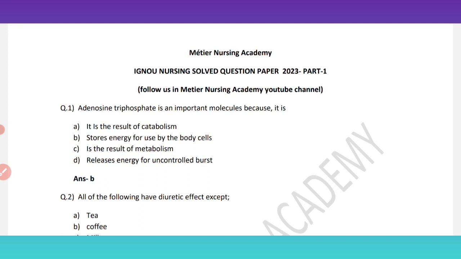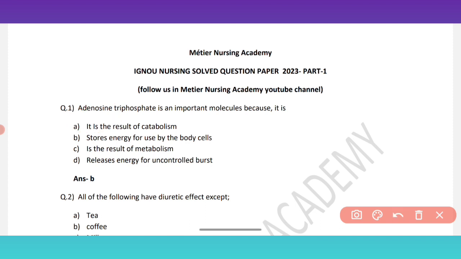The first question is, adenosine triphosphate is an important molecule because it is, and here they have given four options: the result of catabolism, stores energy for use by the body cells, is the result of metabolism, releases energy for uncontrolled burst. And here the right answer is option B. So why did we select option B as the right one?